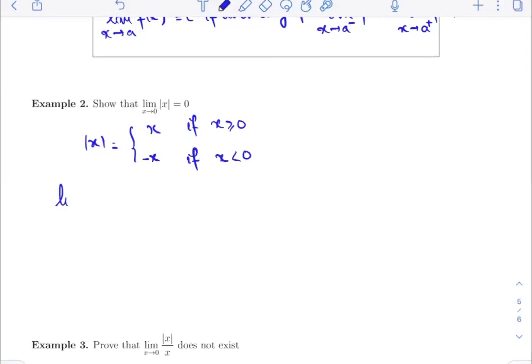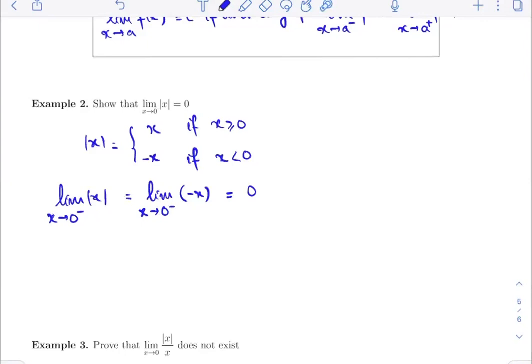So the limit of the absolute value of x as x approaches 0 from the left is equal to the limit of negative x as x approaches 0 from the left, because we just want to consider the values of x on the left-hand side of 0, where x is less than 0. If you use the direct substitution property, this gives you 0.